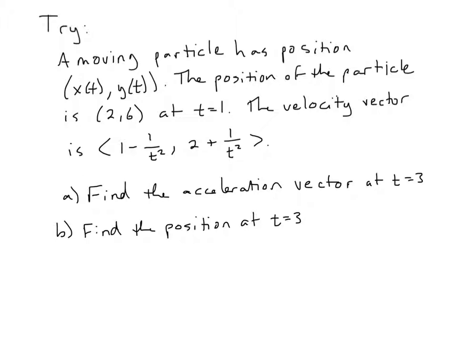A moving particle has the position x(t), y(t). That's pretty standard. The position of the particle is (2, 6) at time equals 1. The velocity vector is given by this equation: 1 minus 1 over t squared for the x, dx/dt, and 2 plus 1 over t squared for dy/dt. So find the acceleration vector at t equals 3 and find the position at t equals 3. So take a couple minutes, pause the video here, and once you've worked out the problem, then unpause the video and look at the solutions for it.